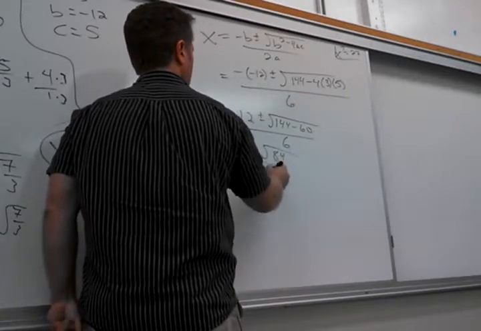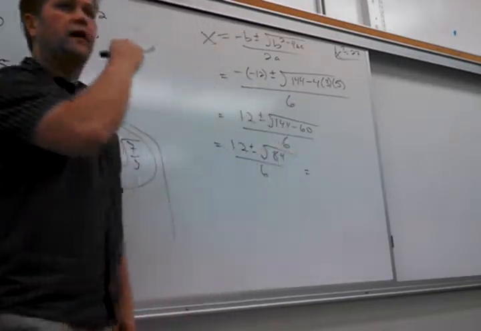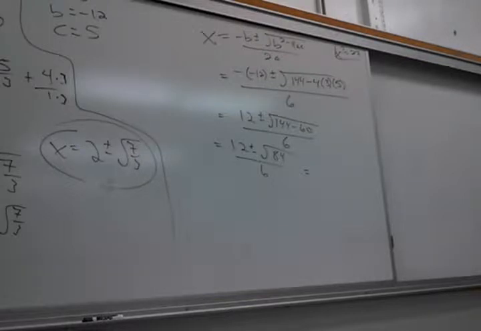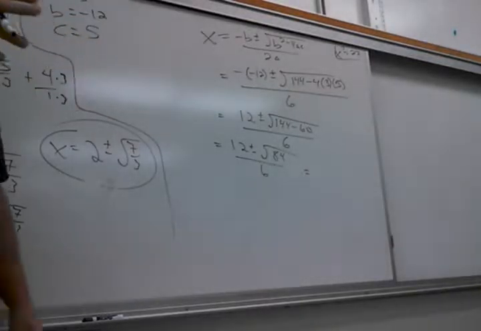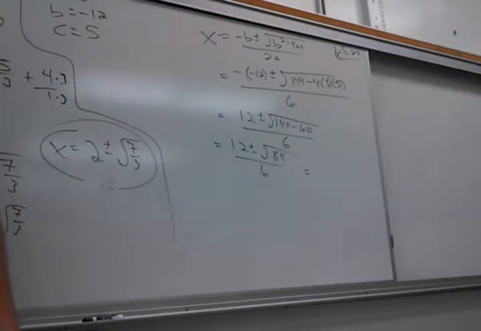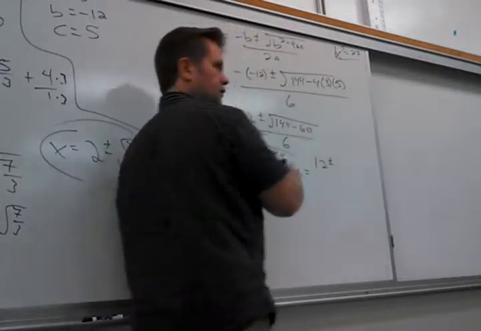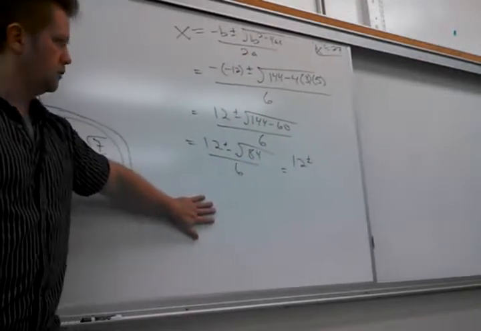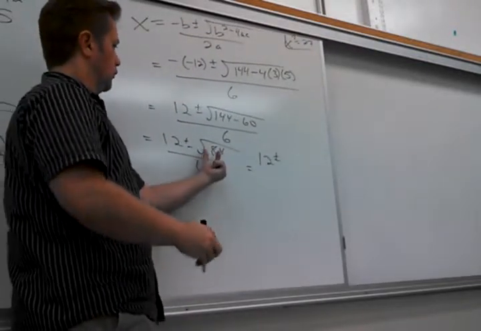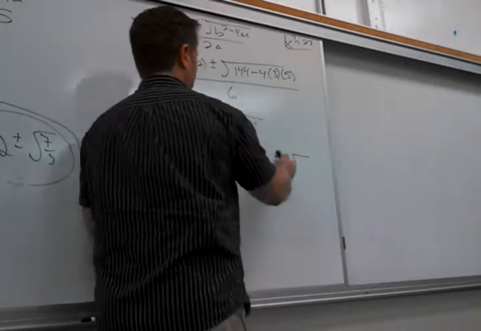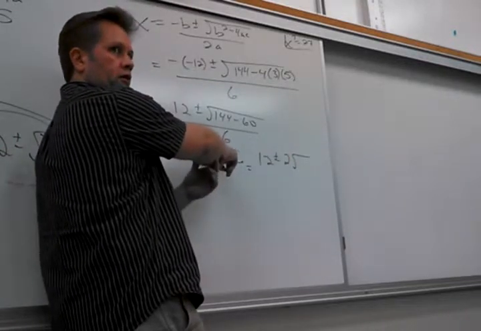Become a minus there. Now can I simplify radical 84? Yes, of course you can. What's the most obvious thing that goes into 84 that's square rootable? 4. So this will be 12 plus or minus square root of 4, which is 2, and you're left with 4 times what is 84?